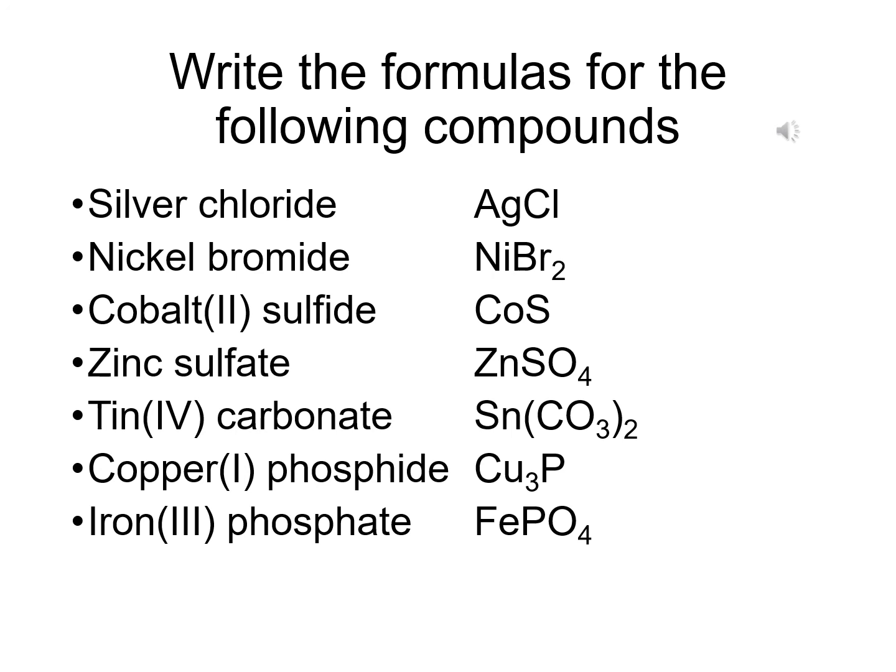Next, we have copper 1 phosphide. Now we have +1 on the copper and -3 on the phosphorus. So to balance the -3, we're going to need 3 times +1 for the copper. So we have 3 coppers and 1 phosphorus in our copper 1 phosphide formula. And these are, of course, all ionic compounds, which is why we are naming them this way.